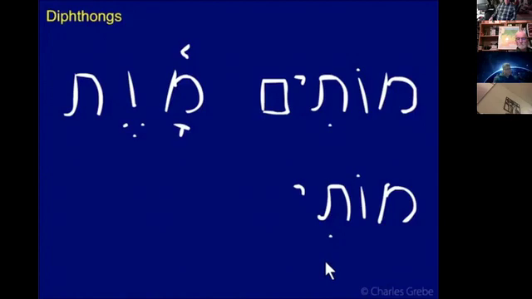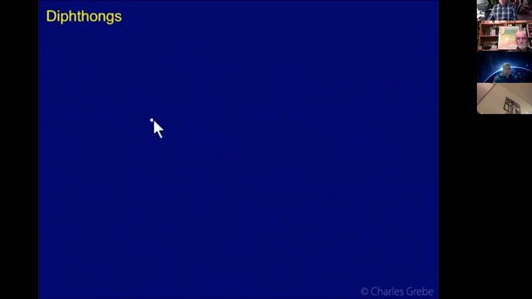Okay, I think that was it for diphthongs. So, diphthongs, we have two. One is with the yud, one is with the vav. They have helping vowels, typically these, I think. Maybe always those. When helping vowels come with the diphthong, they contract to that, instead of yud, and to o. Diphthongs in Hebrew.